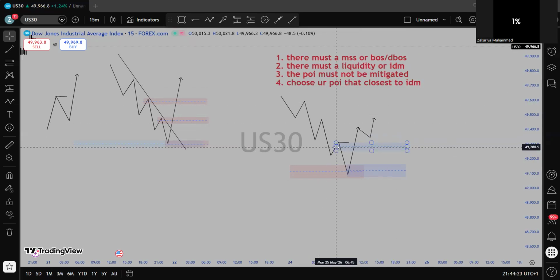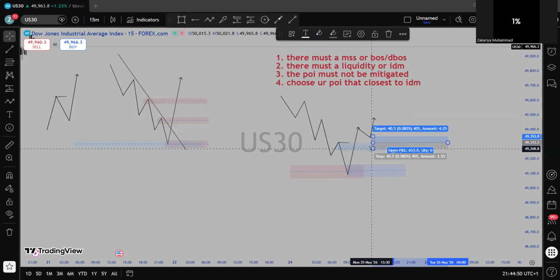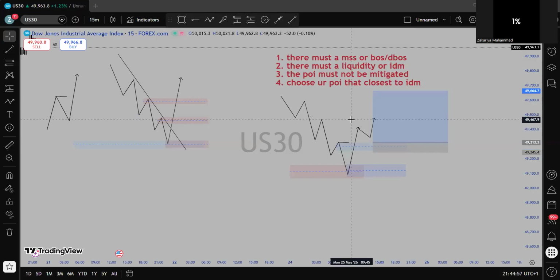The point of interest is a breaker block or order block. When we have an inducement liquidity, and that inducement liquidity did not mitigate any of these two zones, that means we have two zones we can choose from. So the fourth rule says you should choose your point of interest that is closest to the inducement. Which one is the closest, the breaker block or the order block? It is the breaker block. So that means the zone you're going to choose for this continuation will be the breaker block. I explained this.